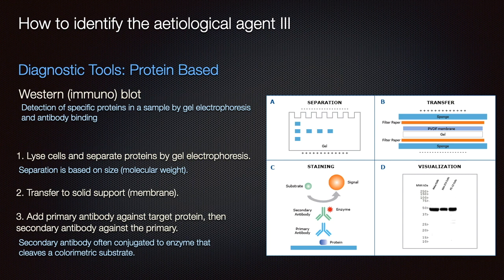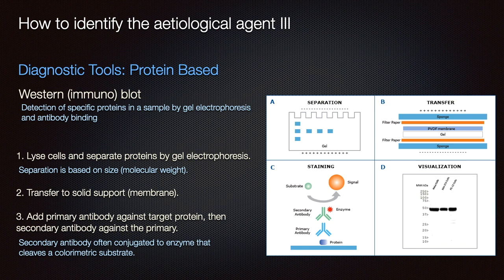How a Western blot works is first you lyse the cells in your sample and you separate the proteins from that sample by gel electrophoresis. Electrophoresis separates samples based on size or molecular weight. This gel is then transferred to some solid support, usually some kind of membrane, that transfers the proteins from the flimsy gel to a solid membrane.